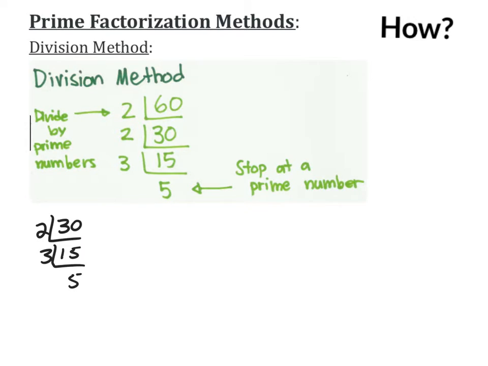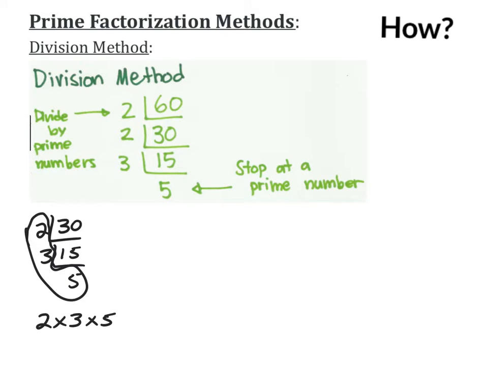So here's an example of 30. I wrote 30 divided by, upside down division, 2 gives me 15. 15 divided by 3 gives me 5. So our final division method, we would have 2 times 3 times 5. So the prime factorization would be 2 times 3 times 5.